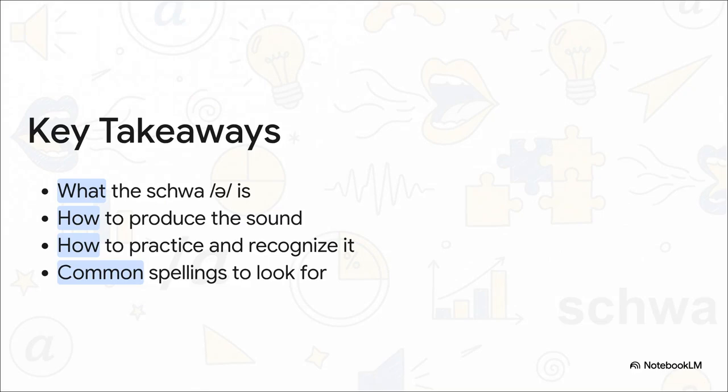So let's do a quick recap. You can now identify the schwa, that neutral, unstressed, hero vowel. You know exactly how to make it just by relaxing your mouth. And you know how to find it in the wild, no matter how it's spelled. This isn't just about one sound. This is the key to teaching a natural, fluent American English accent.